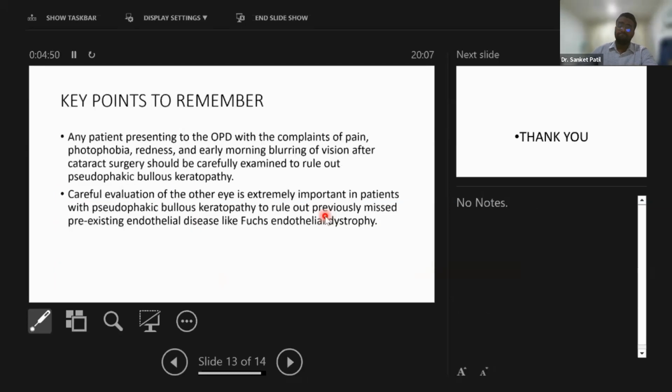So the key point to remember in this case is that any patient presenting to the OPD with complaints of pain, photophobia, redness, or early morning blurring of vision after cataract surgery should be carefully examined to rule out pseudophakic bullous keratopathy. And careful evaluation of the other eye is extremely important in patients with pseudophakic bullous keratopathy to rule out a previously missed pre-existing endothelial disease such as Fuchs endothelial dystrophy.